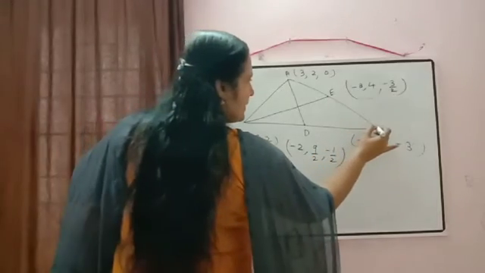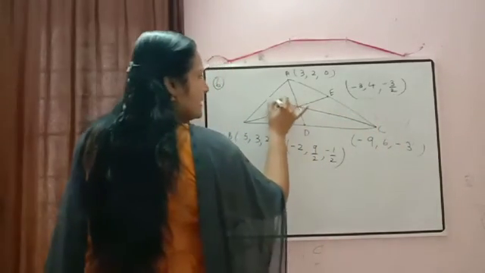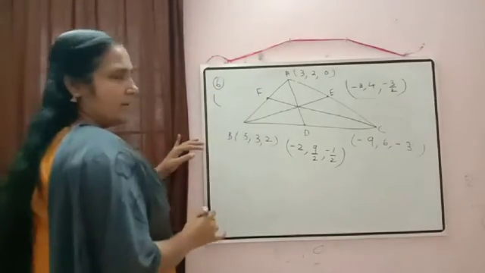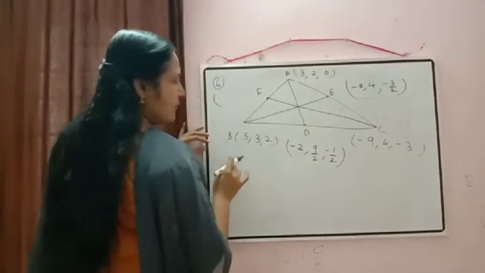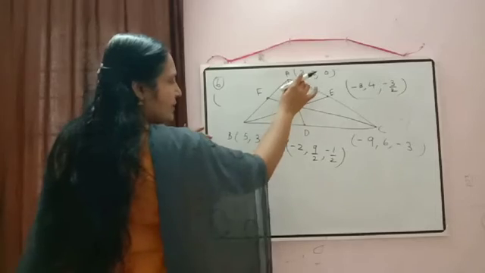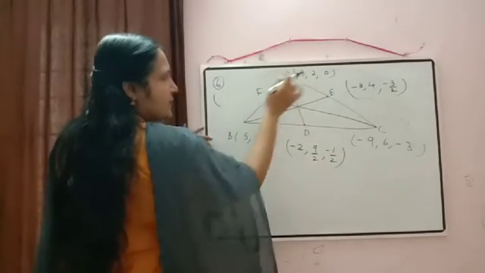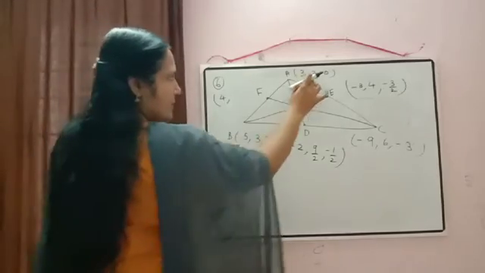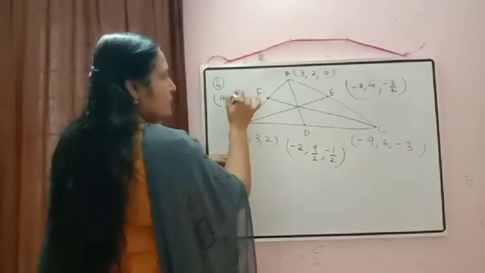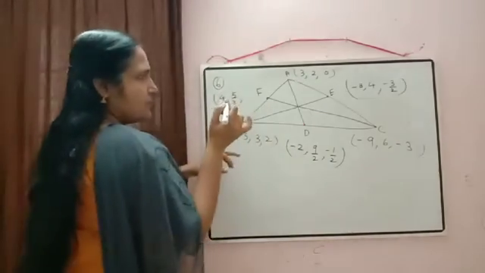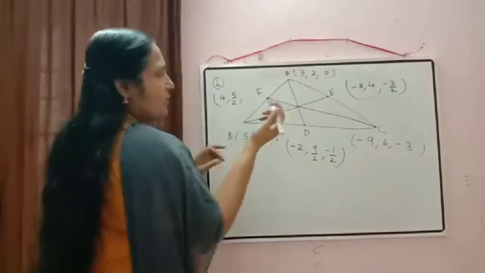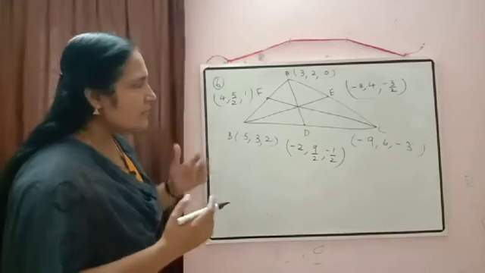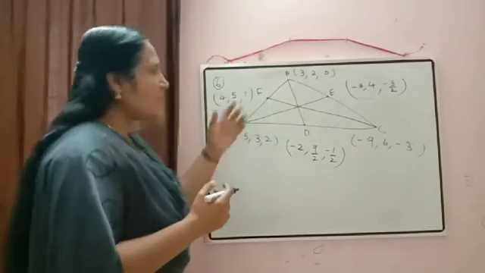Now next we can draw the next median, that is CF. So F is the midpoint of AB. Now again use the concept of midpoint. X coordinate of F will be equal to 5 plus 3, 8, 8 divided by 2, 4. Then 2 plus 3, 5, so it will be equal to 5 by 2. Then next 2 plus 0, 2 by 2 will be equal to 1. So we got the coordinates of D, E and F.